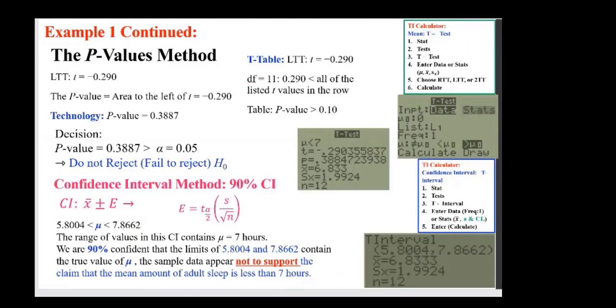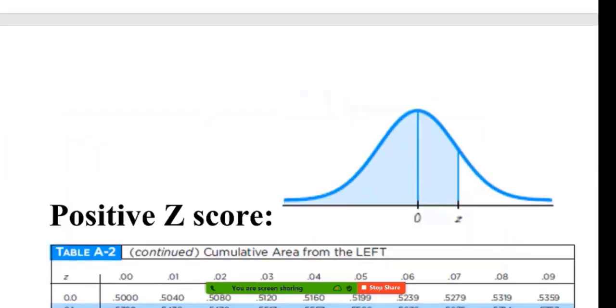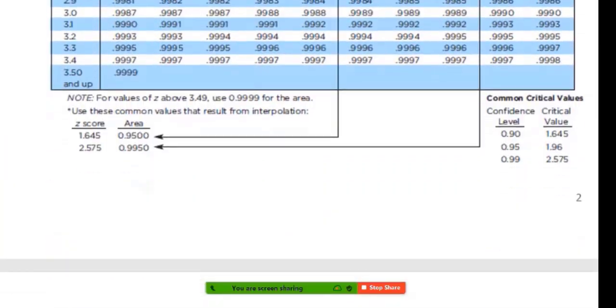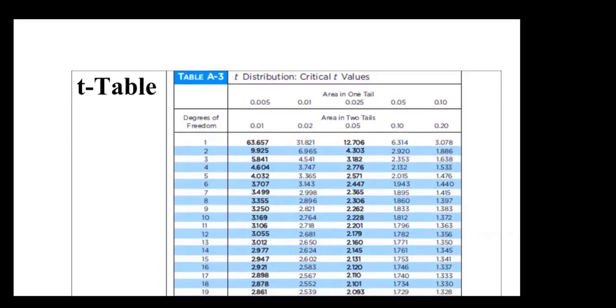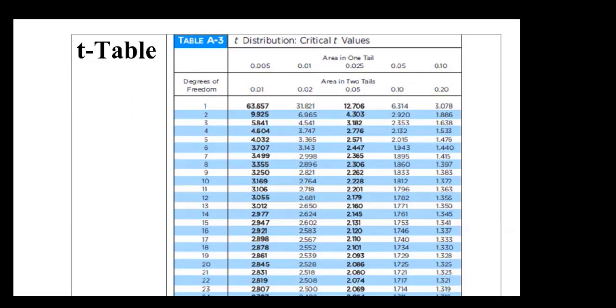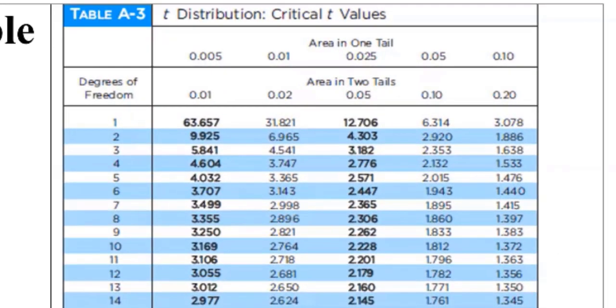Let me quickly show you the t-table. Okay, so this is the z-score, negative and positive. So we are looking at the t-table. We are interested in finding the p-value. We know that degrees of freedom is 11. I want you to look at the degrees of freedom of 11 here, and go across number 11, you see all those numbers. We are looking at this row. If you look at this row, all these numbers are in this row.